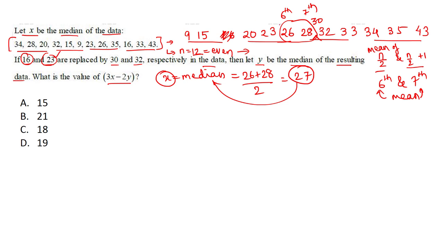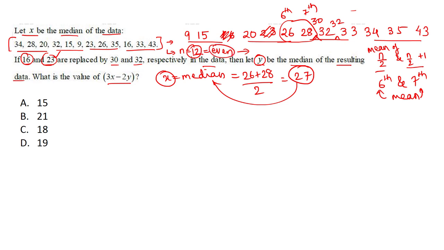23 is replaced by 32, so I'll cancel out 23 and replace it with 32. Again, 32 comes over here between 32 and 33, or 30 and 32, you can write simultaneously, it doesn't matter. Now let y be the median of the resulting set. Two numbers are replaced by two numbers, so n remains even.